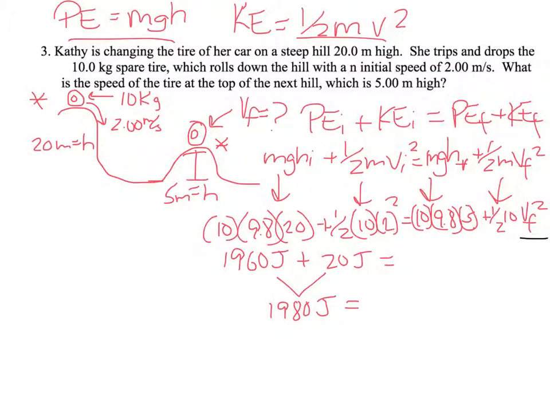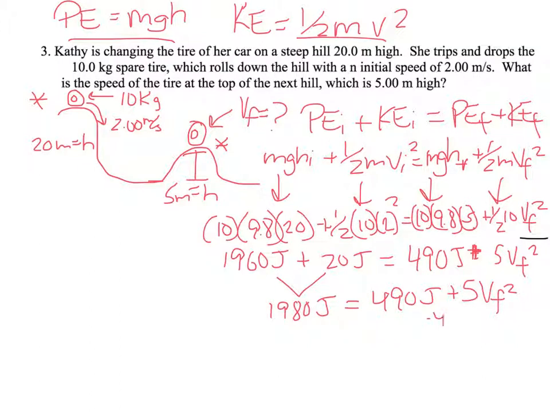The final potential energy ends up being 490 joules. Plus 1/2 times 10 is 5, so we're left with 5 velocity final squared. Let me make this plus sign a little bit better for you. That's a plus. I'm going to drop down everything here to get everything on the same line. And now I'm getting closer to solving for velocity final.